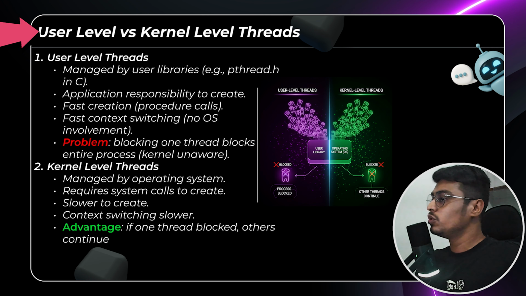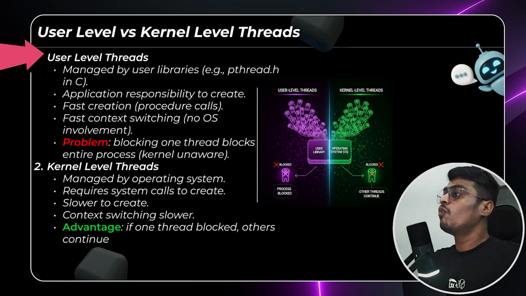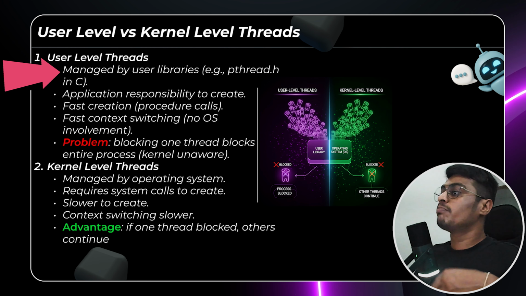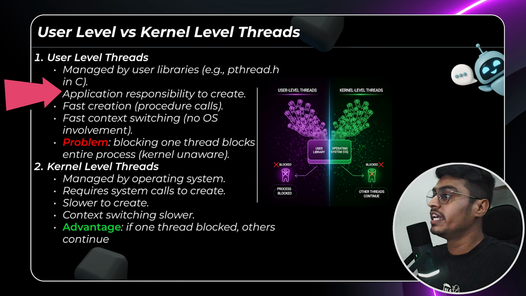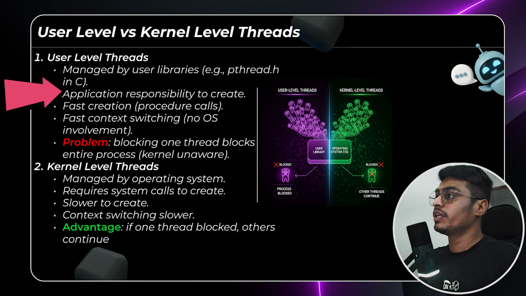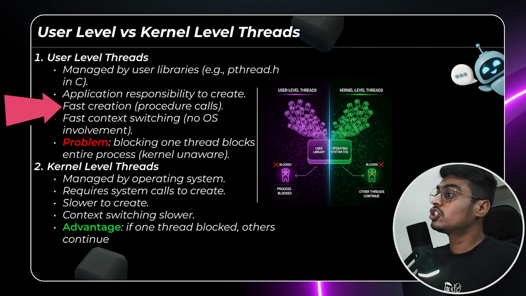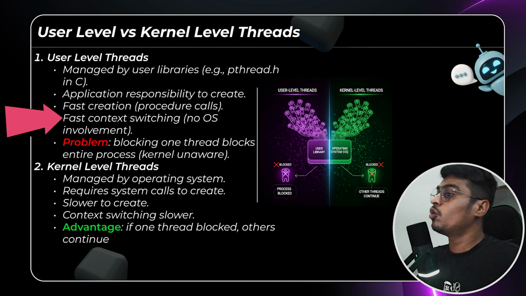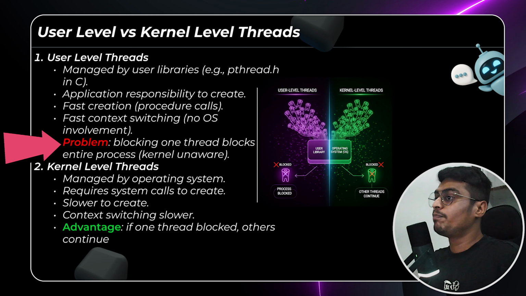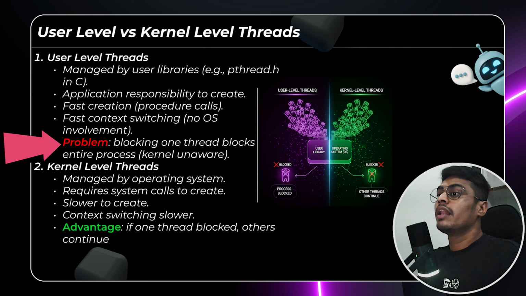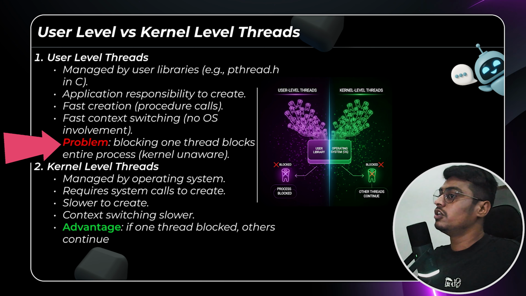So moving forward to user level versus kernel level threads. What are user level threads? They are managed by user level libraries like pthread.h in C. It is the application's responsibility to create user level threads. They are fast to create, use process calls and have fast context switching. There is no operating system involvement here. The problem is, if one thread performs a blocking operation, the entire process gets blocked because the kernel doesn't know about the user level threading.